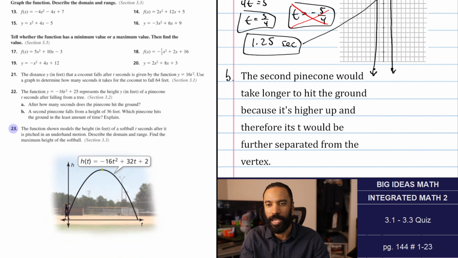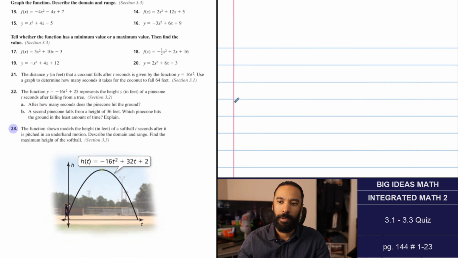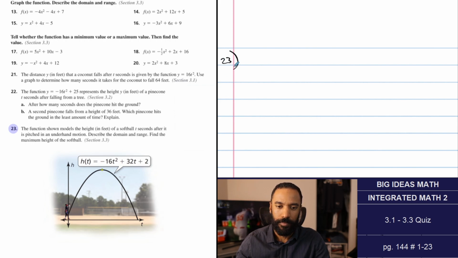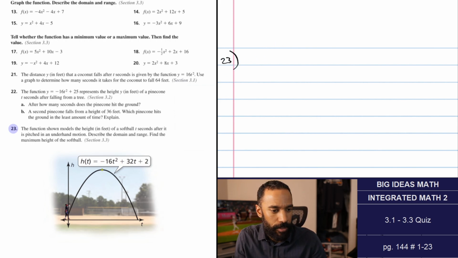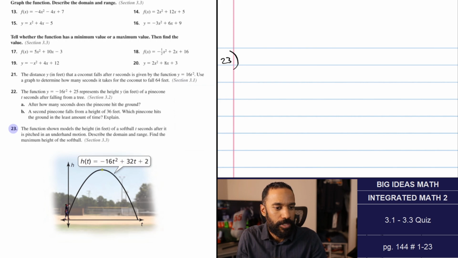All right, one more question, guys. Number 23. The function shown models the height. So this function models the height in feet of a softball. Hey, this is my domain. Of a softball t seconds after it is pitched in an underhand motion.